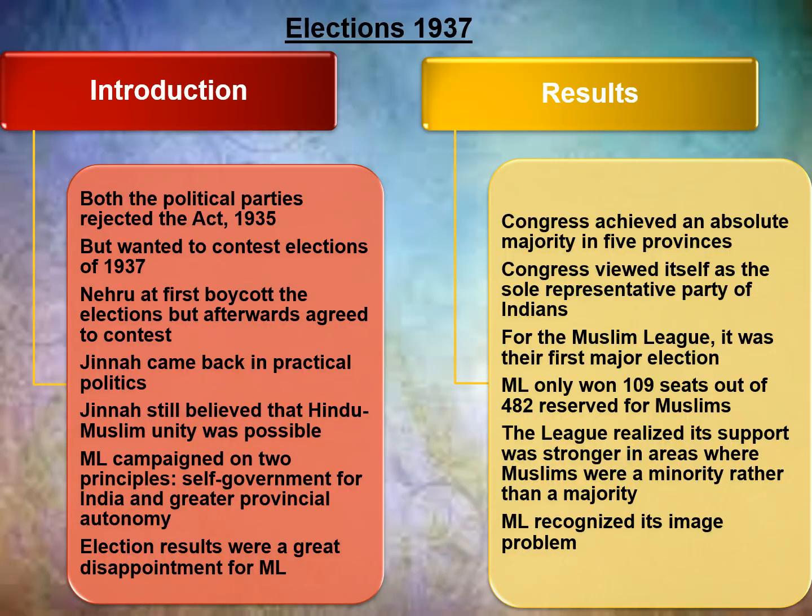Now we are going to see a very important topic, which is called the elections of 1937. The elections of 1937 is one of the very important topics, and the 14-mark or 7-mark questions from this topic mostly come in the CIEs. So first of all, let's see the introduction.